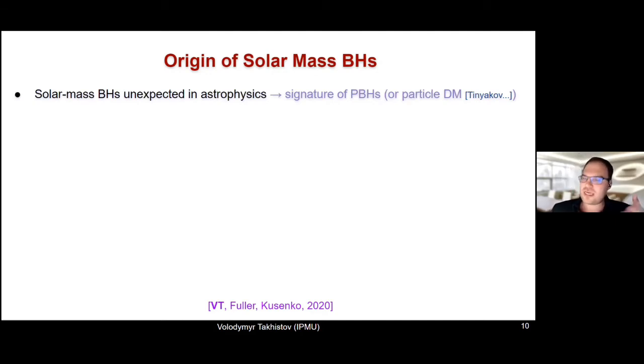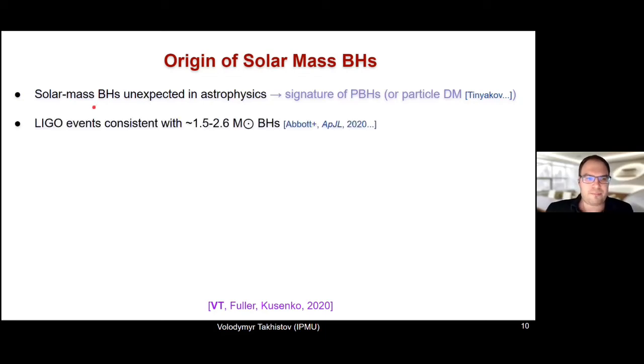A lot of people think that this would be a definitive signature of PBH, or you can also have particle dark matter being captured by a black hole, collapsing, and also producing a solar mass black hole like this. Now, the relevance of this is that very recently this year, LIGO detected events consistent with 1.5 to 2.6, let's say, solar mass black holes. And LIGO by themselves cannot discern: is that a black hole or a heavy neutron star? And so this is very interesting.